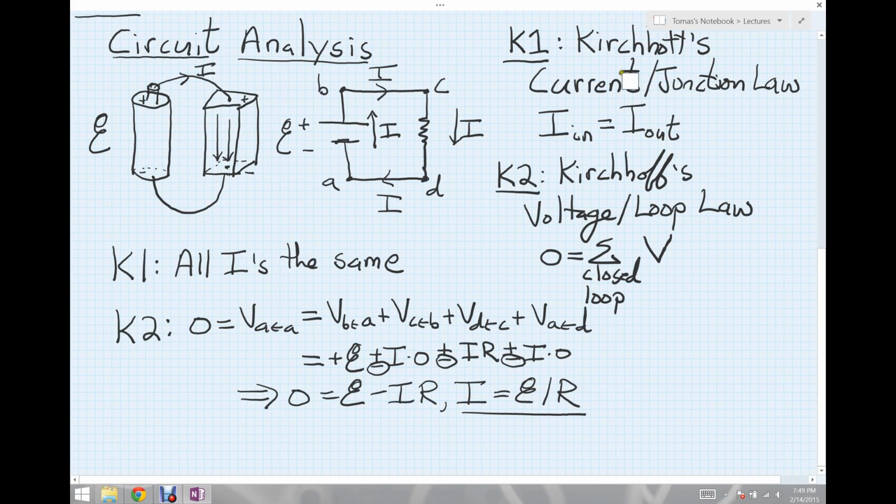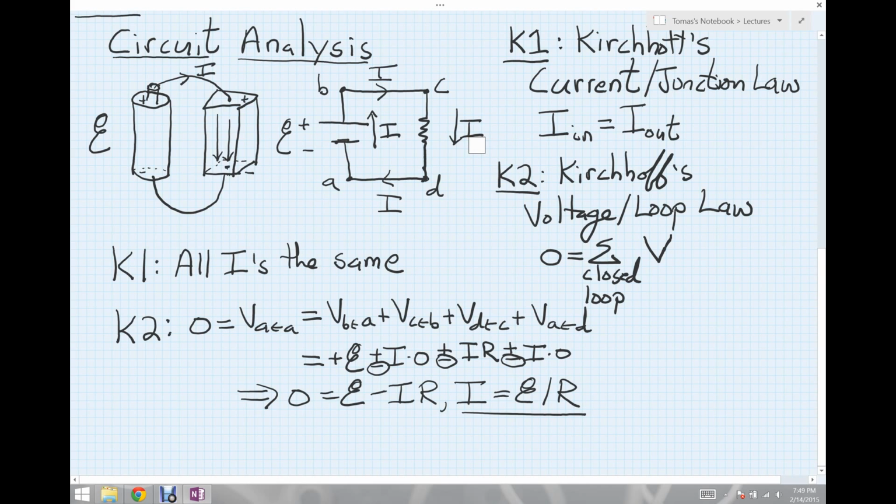Now, these laws we applied basically to this simple case, or we're discovering them for ourselves. K1 in this case told us that if I look at each junction, the current going through the battery must be the current going through this wire, must be the current flowing down through the resistor, must be the current flowing across the lower wire and then back into the battery. So in this case, it's a simple application. We see that all of the currents are the same. They have the same value I that we're trying to solve for.